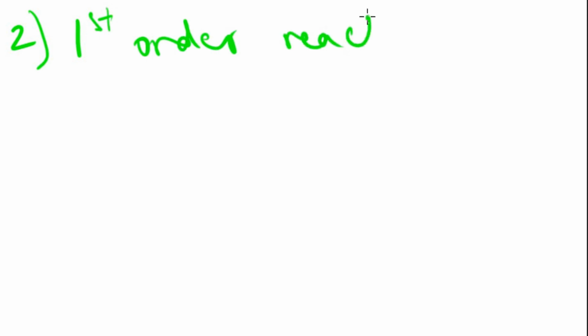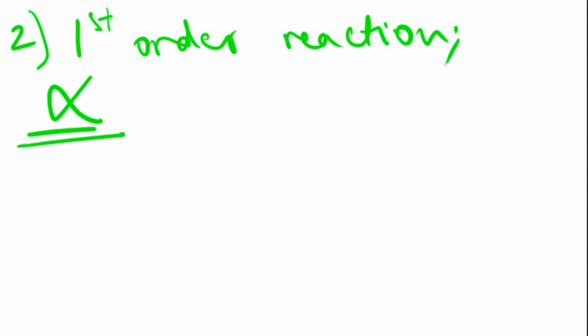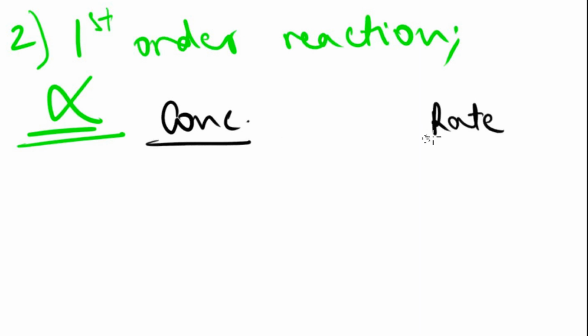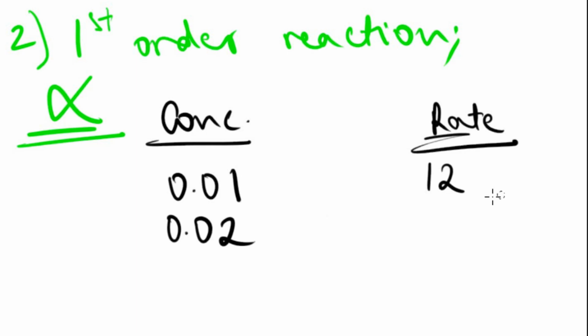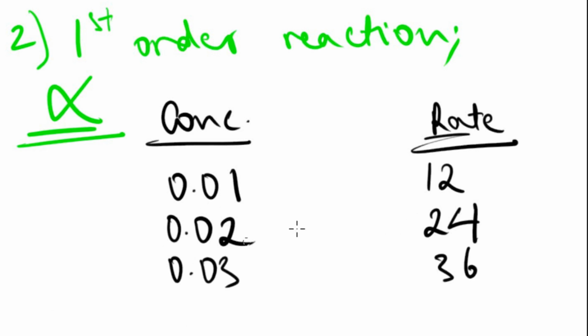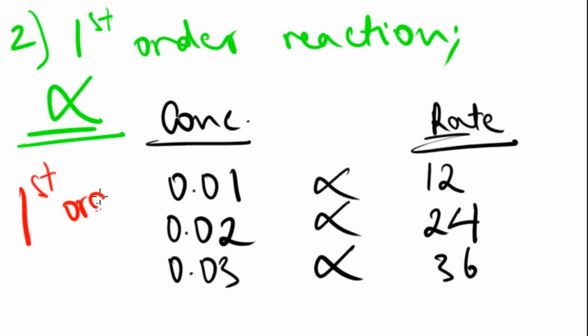Now, first order reactions are those where the change made to the concentration of the reactants is directly proportional to the change in the rate. So this is important, you will get a linear graph here. If I have 0.01 concentration again, and I have 12 as the rate, and if I double the concentration, my rate is going to get doubled. If I triple the concentration, my rate is going to get tripled. So it's directly proportional. This is a first order reaction.